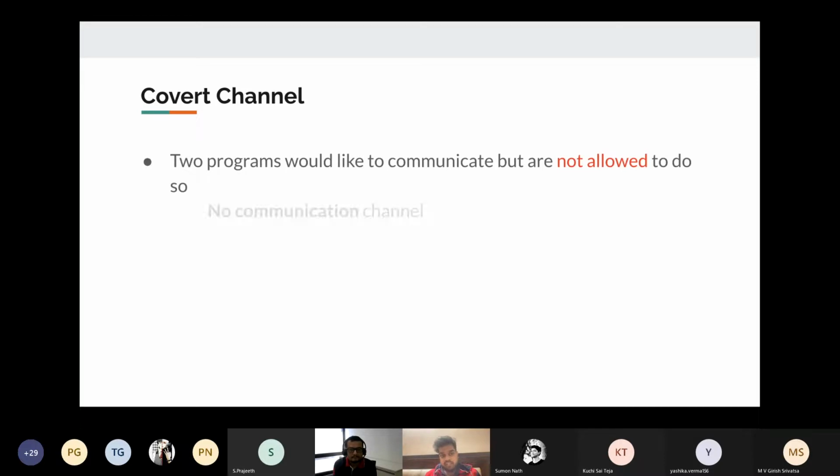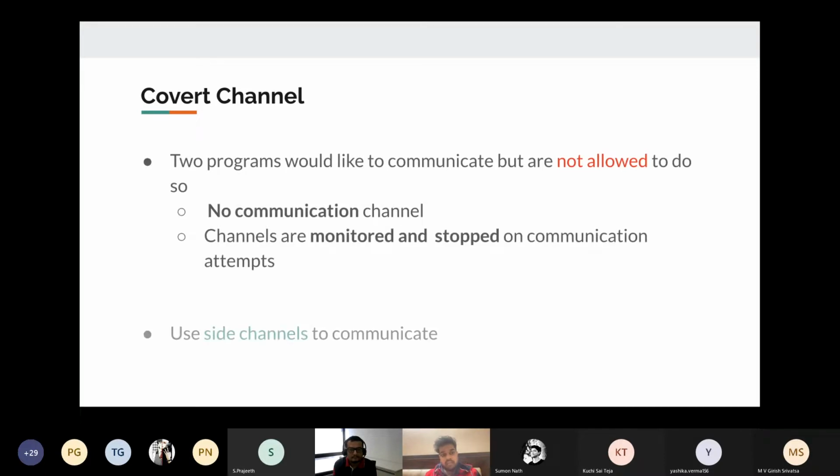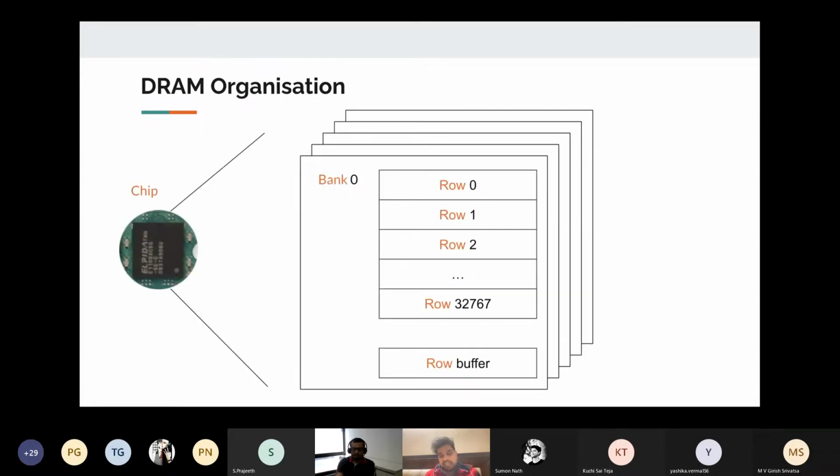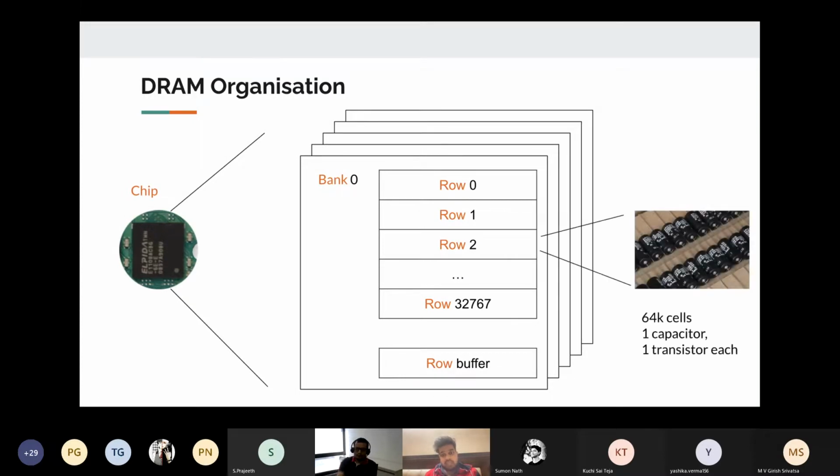Basically, in covert channels, two programs want to communicate but are not allowed to, so they use side channels to communicate. Now, DRAM is organized in the form of channels, and there are ranks and chips. If I go inside one big chip, there are various banks, and within one bank there are various rows and a row buffer. Each cell is made of one capacitor and one transistor.